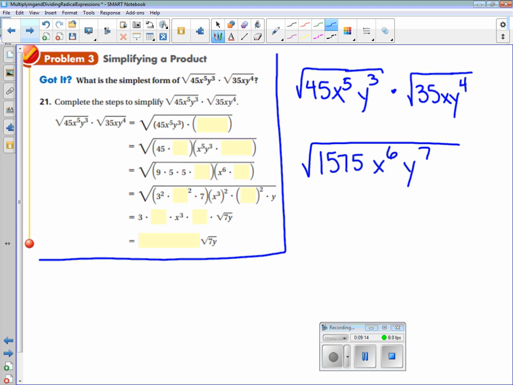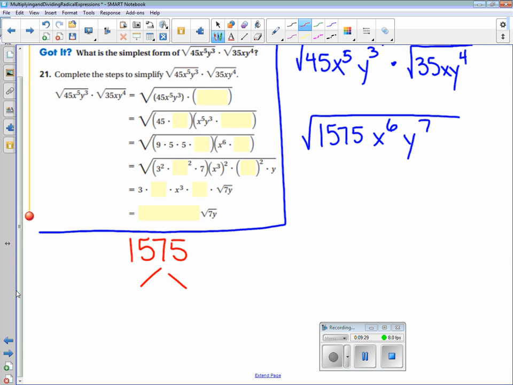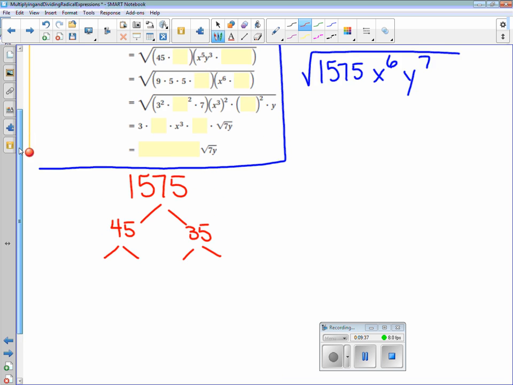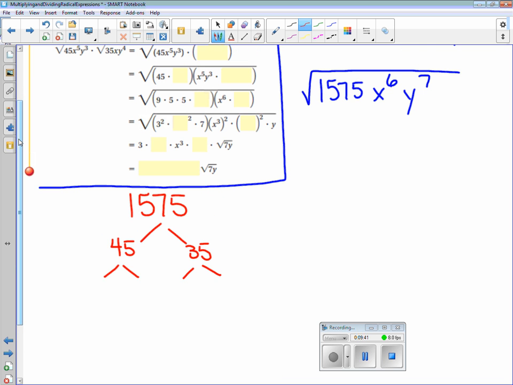At this point, I need to reduce. Let's deal with reducing the square root of 1,575 first. So I'm going to make a little factor tree. Don't I already have 2 numbers that work? 45 and 35? So I'm going to start there. And I know they both keep going. 5 goes into both of them, I agree. So 5 times what is 45? 9. And then 5 times 7. Well, the 5, but 9 reduces.